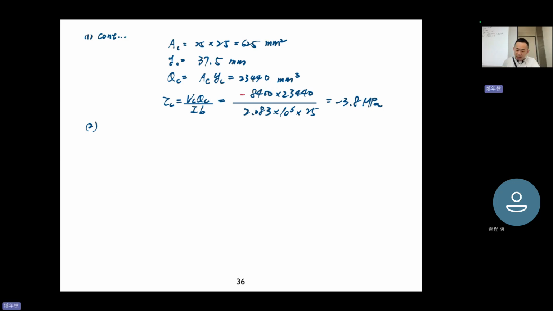And the second question is: show the stress element. Show these stress on the element. Okay, so this is point C. At point C, we want to draw the stress element. And again, you see here.